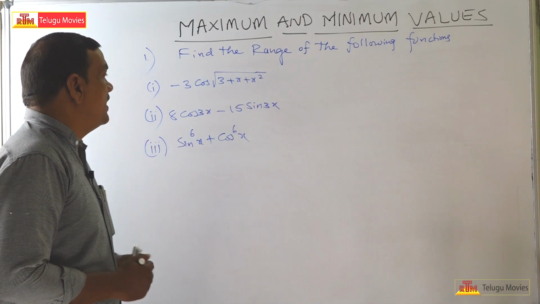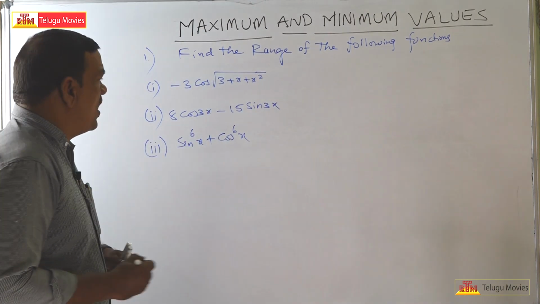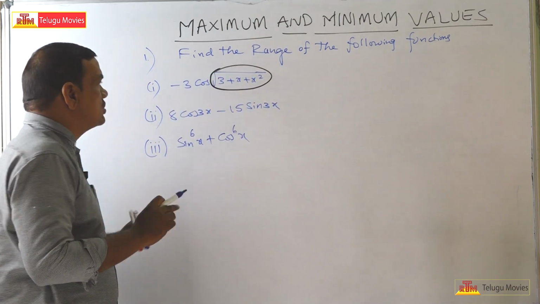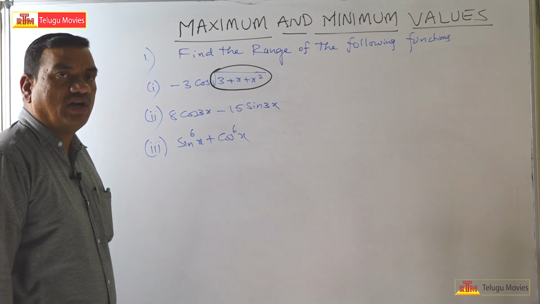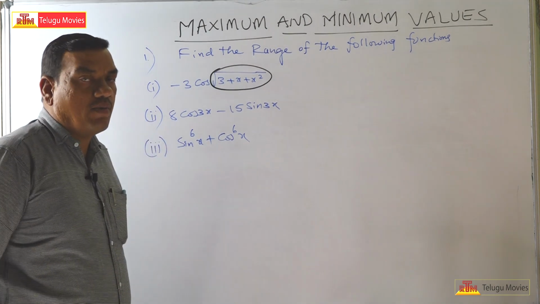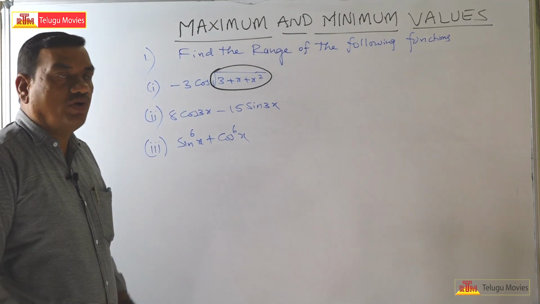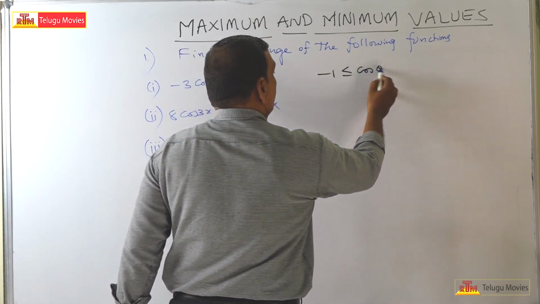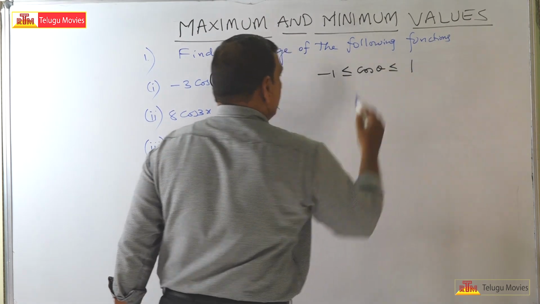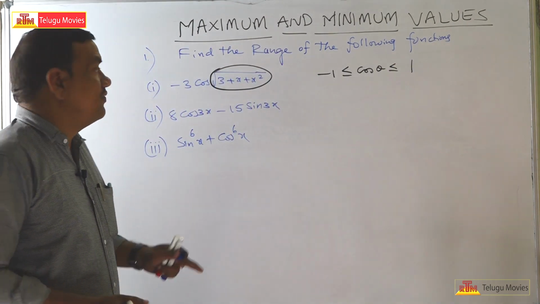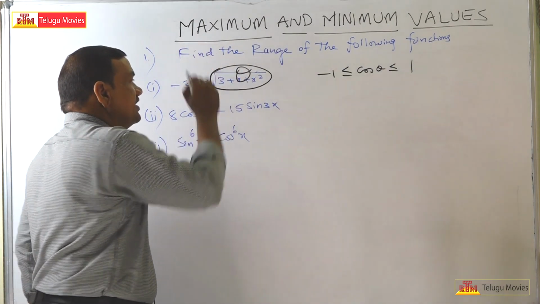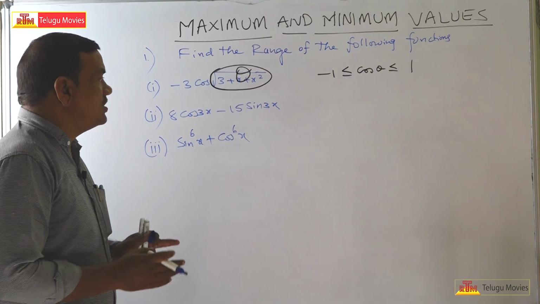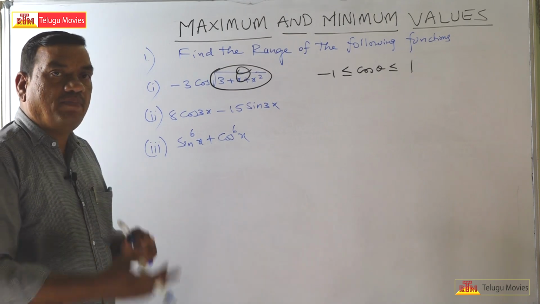Now let us see the first type here. Cos of anything, whatever it may be, you don't worry about that. We know that minus 1 is less than or equal to cos theta, which is less than or equal to 1. This whole thing I treat as theta. Therefore, cos theta lies between minus 1 and plus 1.